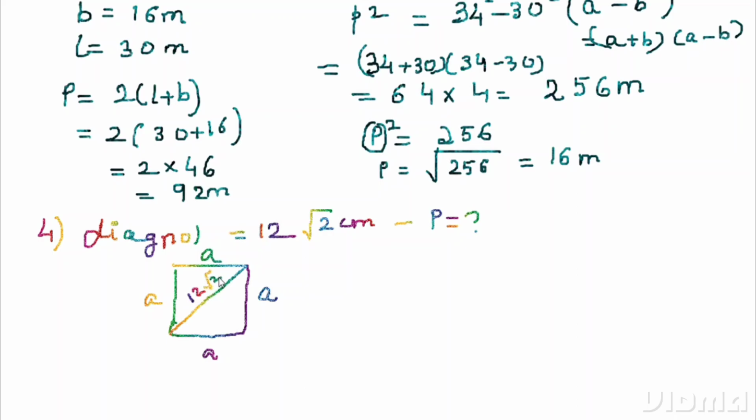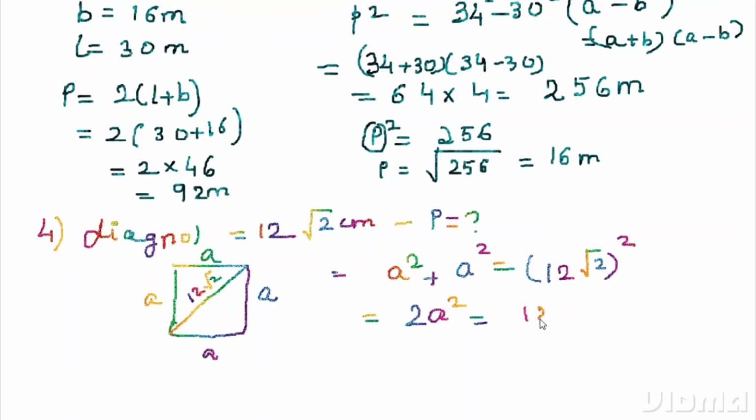So now again using Pythagoras theorem, I can write perpendicular square, that is a square, plus base square, that is again a square, equals hypotenuse square, that is 12 root 2 the whole square. So a square plus a square gives me 2a square. Let's see how to do this. 12 into root 2 into 12 into root 2. So I can write that 2a square is 12 into 12, which is 144, and then root 2 into root 2, that is 2. So then it becomes 2a square is 288.